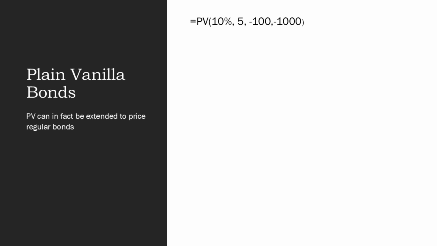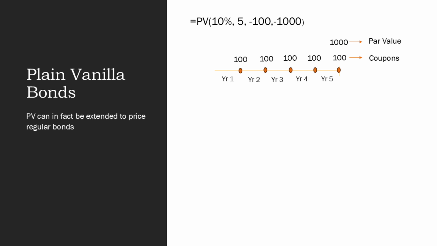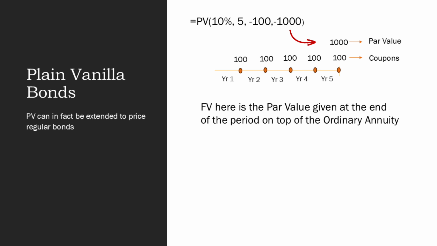Now, what if we use FV in the formula like so? Then we're dealing now with plain vanilla bonds. Here it's assumed that FV, the future value, is paid at the end of the period, alongside the last 100 considered as coupon payments. PV here actually provides the price of a bond.